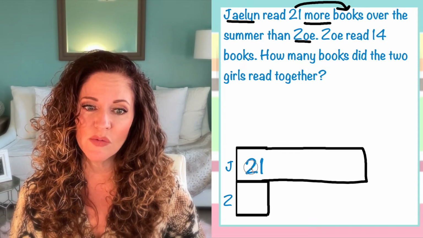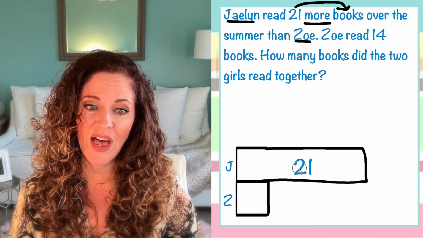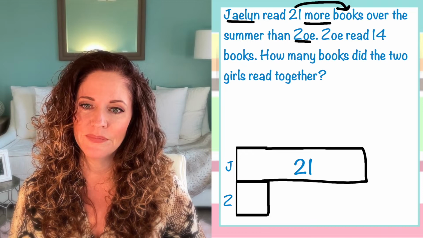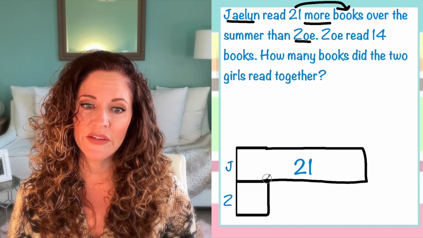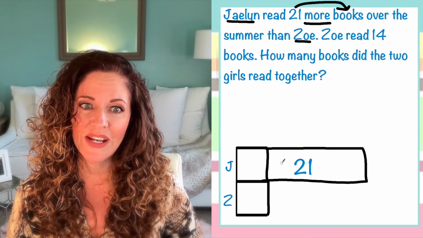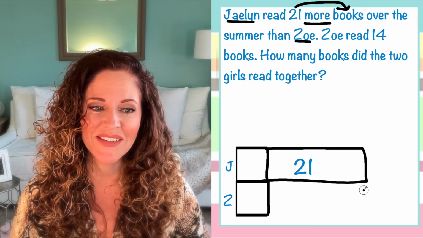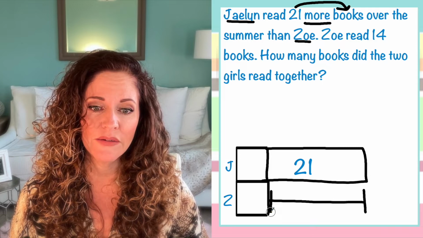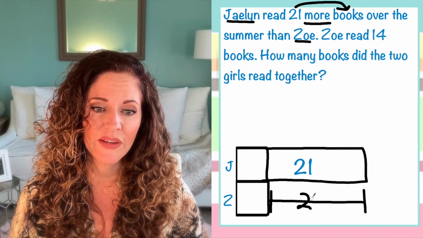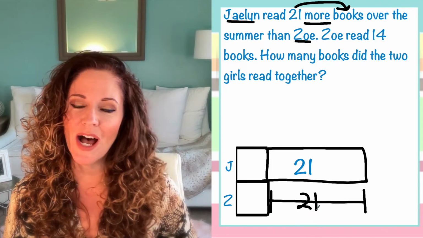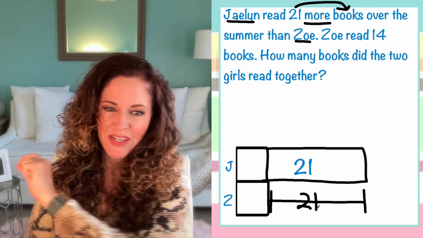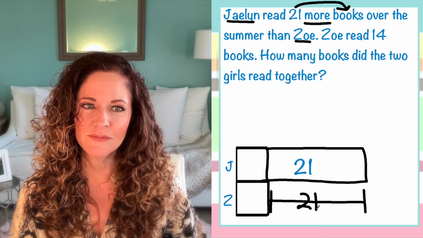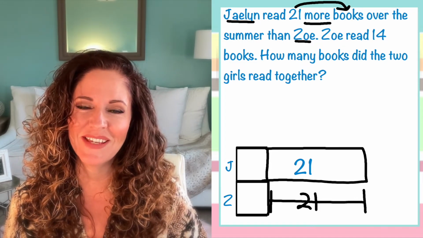So I have to make sure my 21 books is outside of that area that they both did the same. Because this is books that Zoe did not read, I've got it in my extra box. And at the same time, I can also show that Zoe did not read 21 books. I kind of like to write that number on top of the line because it shows that that number is like scratched out. Like that's the number that she doesn't have. Okay, now let's keep going.